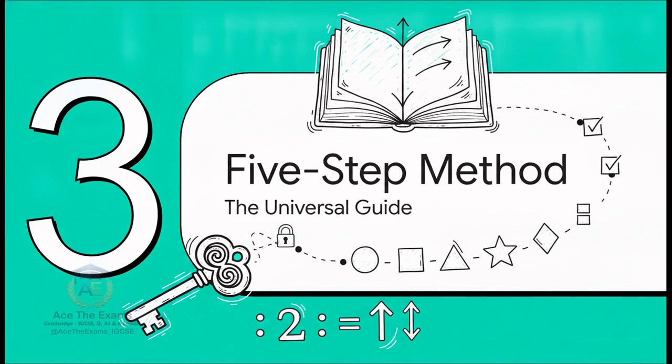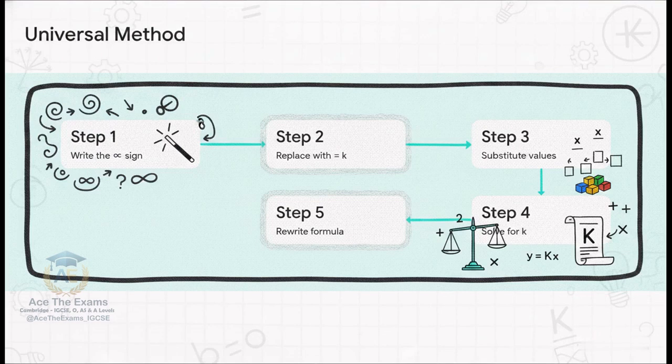Okay, on to Section 3, the universal 5-step method. The textbook lays out this brilliant algorithm that solves literally any proportion problem you'll ever face. Step 1, write out that proportional sign based on the word problem. Step 2, do the magic trick, replace it with equals k. Step 3, substitute your known pair of values for x and y. Step 4, use basic algebra to solve for k. And step 5, and this is the one students always seem to forget, rewrite the final formula using the exact value of k that you just found.